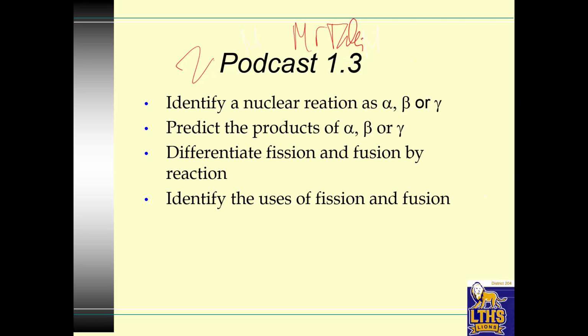We're going to identify a nuclear reaction as alpha, beta, or gamma. We're going to predict the products of alpha, beta, or gamma decay. We're going to differentiate fission and fusion by their nuclear reaction. And we're going to identify a few uses of fission and fusion. We don't have to explain them, just go, oh yeah, that's one that goes with it. So let's start.